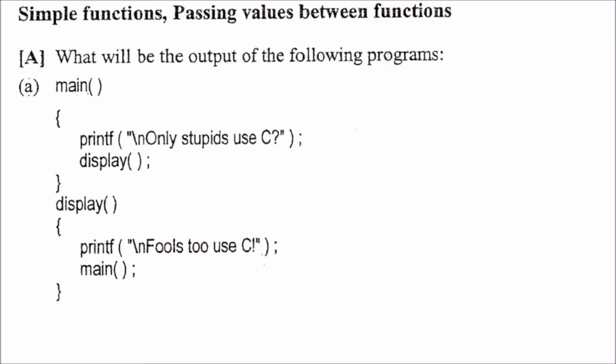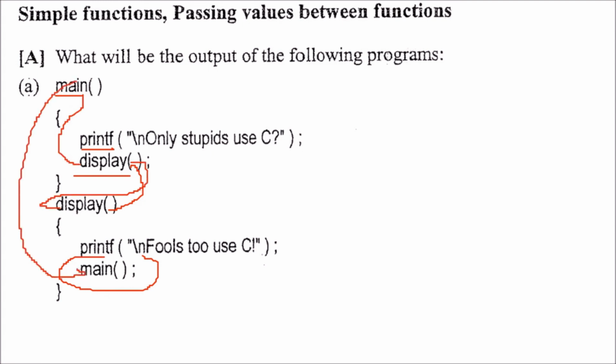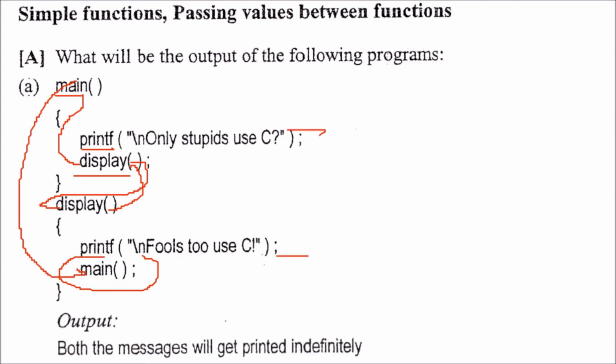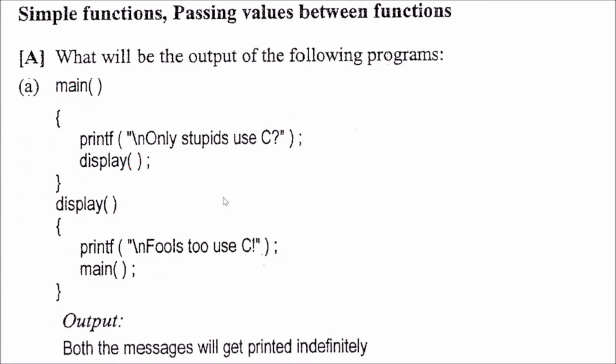First of all, in this main, we have a printf here and this is a display. Now display is calling main again. So main control will go here. From display the control will go to this display function. Then again the control will go back to main and this will go on and on. So these two lines will be printed indefinitely. It's not a loop basically. They'll be printed indefinitely.